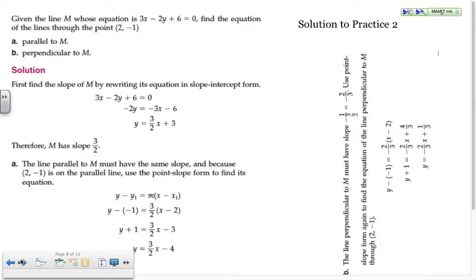Here's your solution. Notice it's very long. I do some things on the side to get everything on one page, so go ahead and pause so you can look at it all.